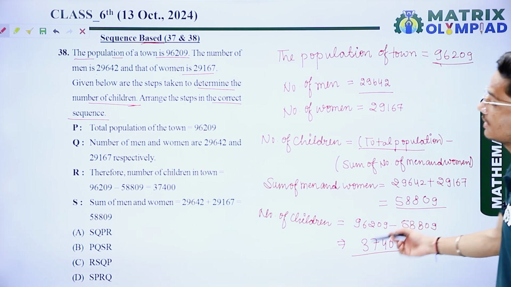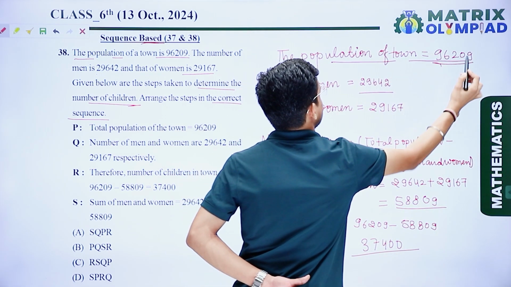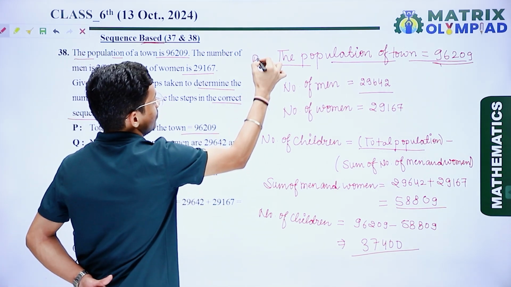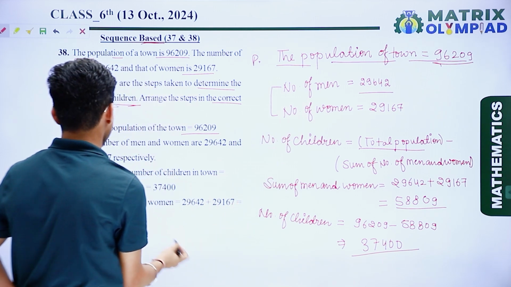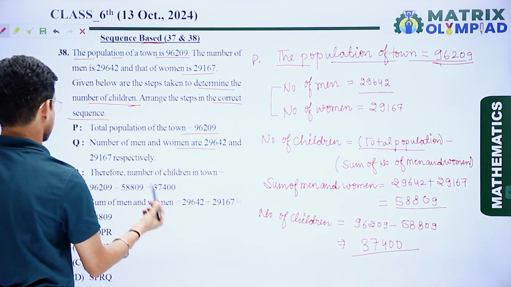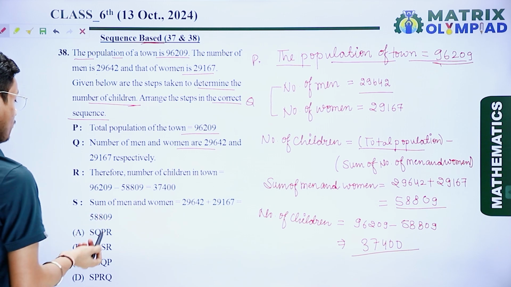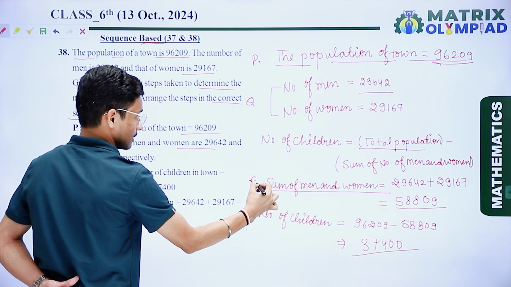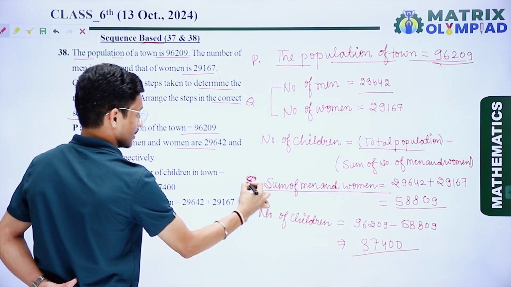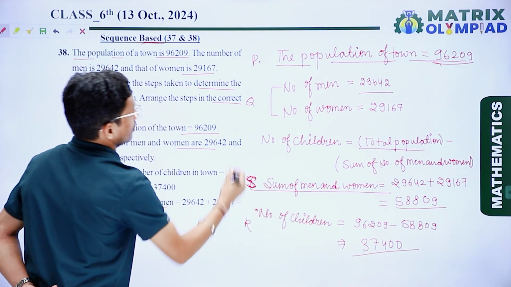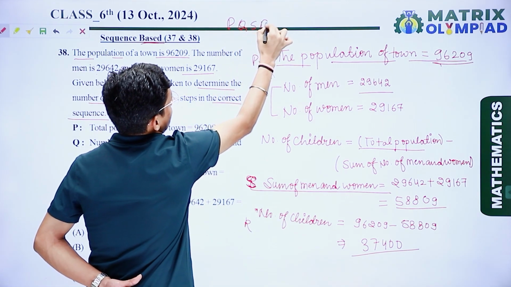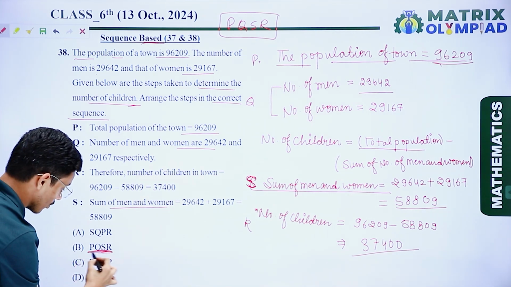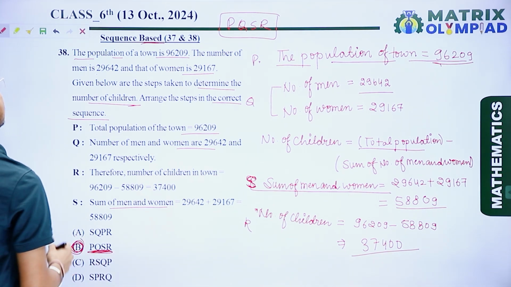37,400. So check. First we have the population of town, that is 96,209. So this one is the step P. Now we have to find the number of men and number of women. So this one is Q. Now therefore the sum of men and sum of women, so this one is S, and last one number of children, that is R. So P, Q, S, R are the correct sequence order. Option number B is the correct answer over here.